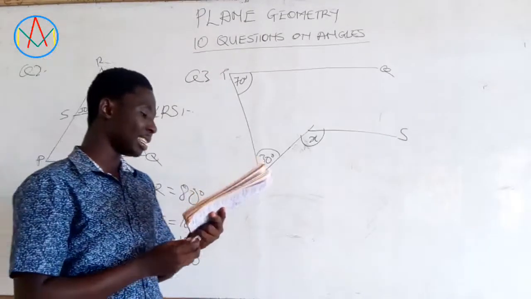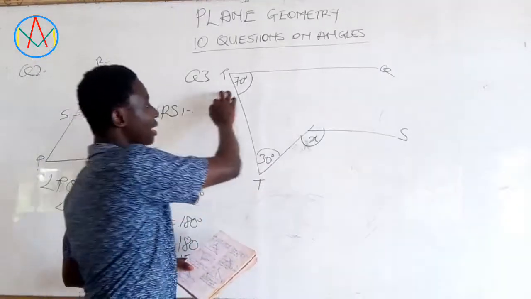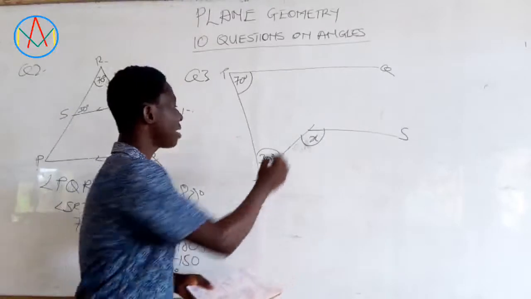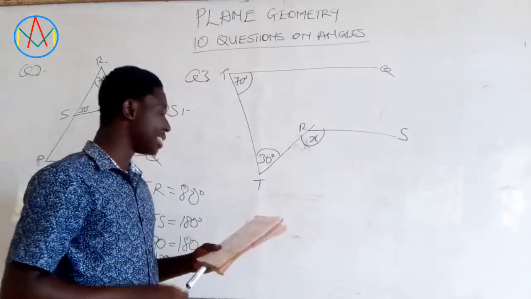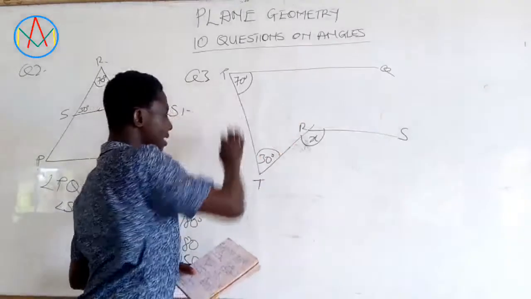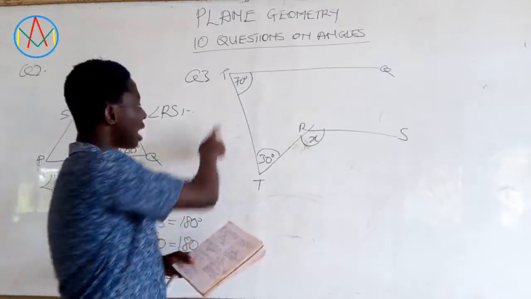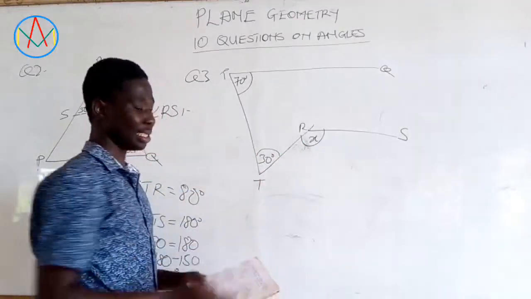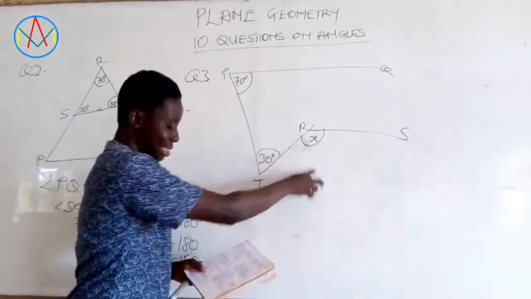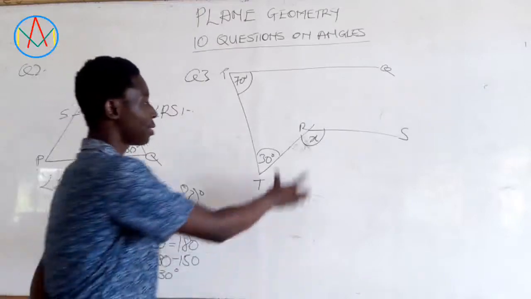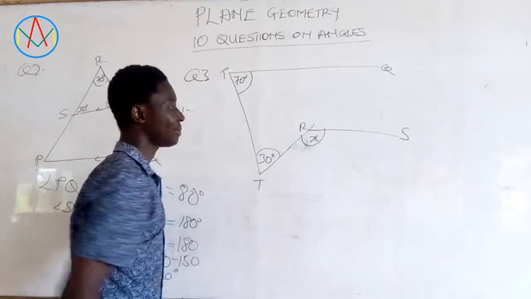And the question reads, in the diagram, PQ is parallel to RS. Angle QPT equals 70 degrees. And angle PTR equals 30 degrees. And angle TRS is X. Find the value of X. So we are finding the value for this X.